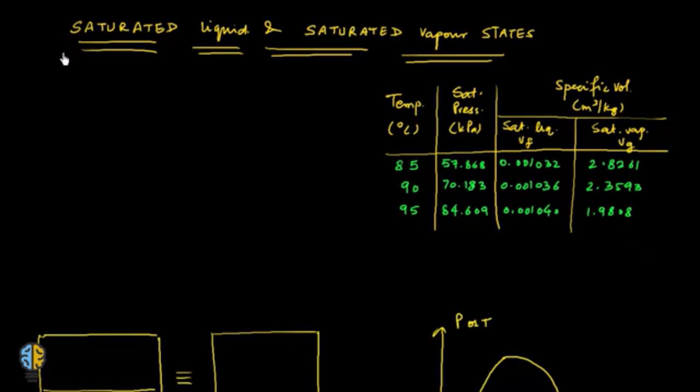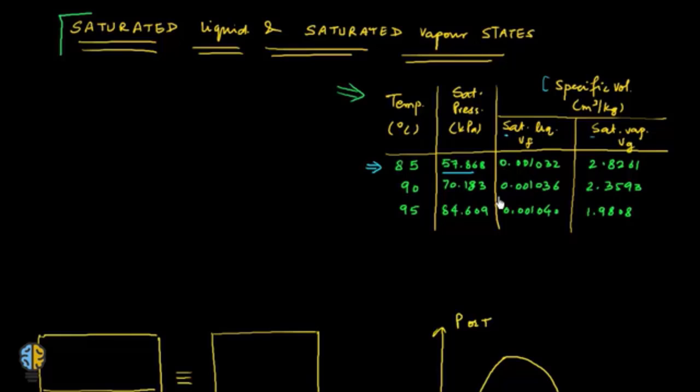Let us now talk about the saturated liquid and the vapor states. If you look at this table over here, you have a fixed value of temperature, with respect to which you have the value of the saturation pressure, and then you have the value of the specific volume of the saturated liquid or the saturated vapor state.